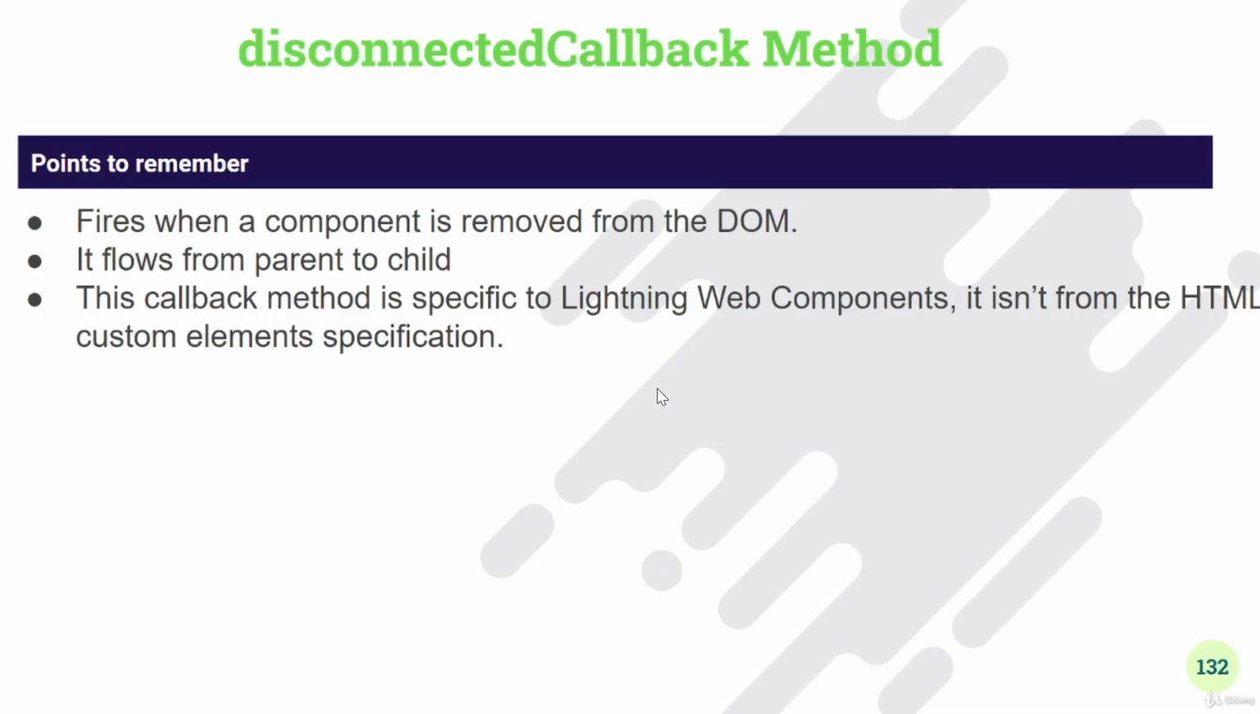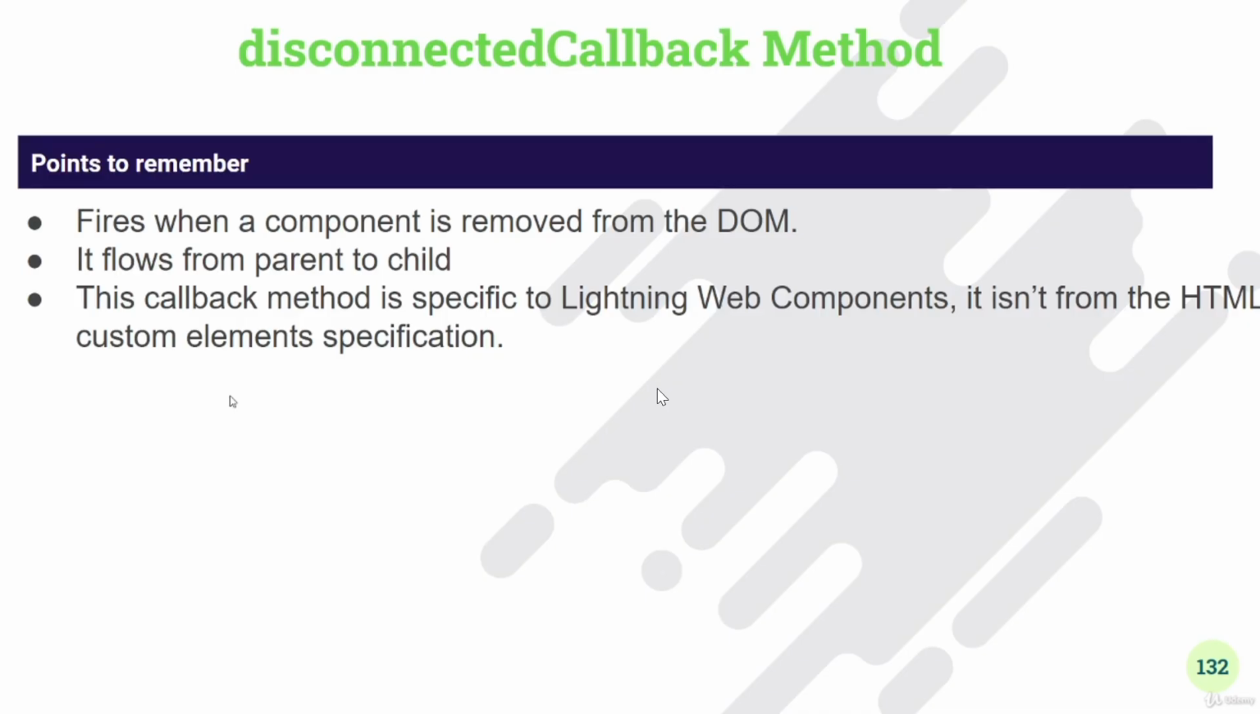So these are the points to remember. This callback fires when the component is removed from the DOM. It flows from parent to child, and this callback method is specific to a Lightning Web Component. It isn't from the HTML custom element specification. So the thing you need to remember is that it fires when the component is removed from the DOM.